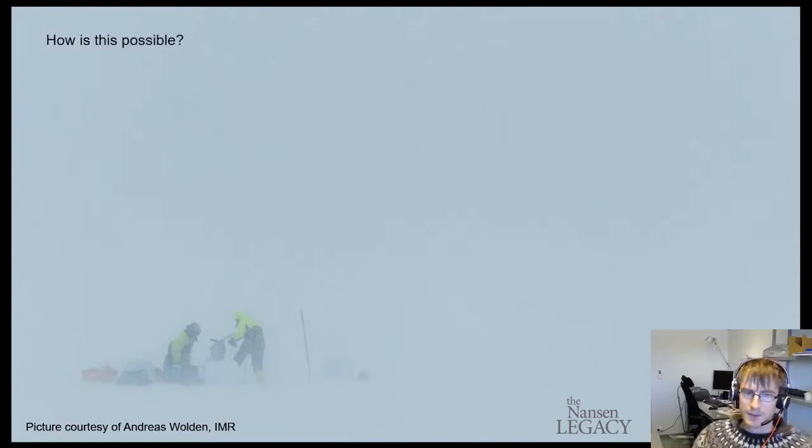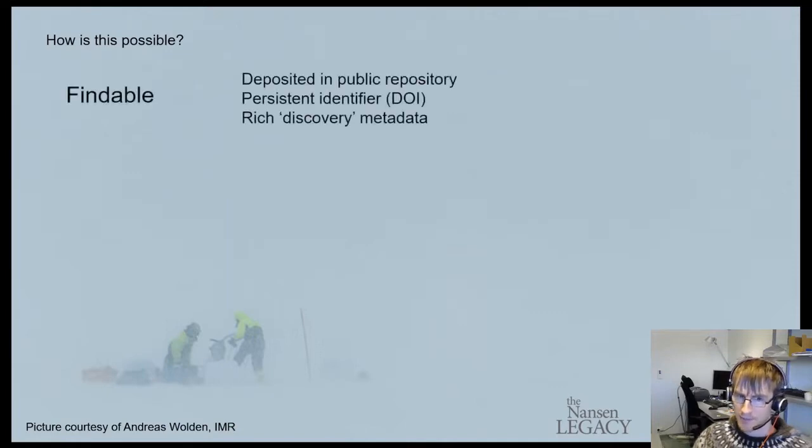But how is this possible? Well, in order to create data access portals like this, we need data to be findable. That means they're stored in a public repository. We need to have a DOI, which is a long-lasting way of uniquely identifying the data set. So if you happen to publish your data sets in two different places, it should have the same DOI in each case, so it won't be counted twice.